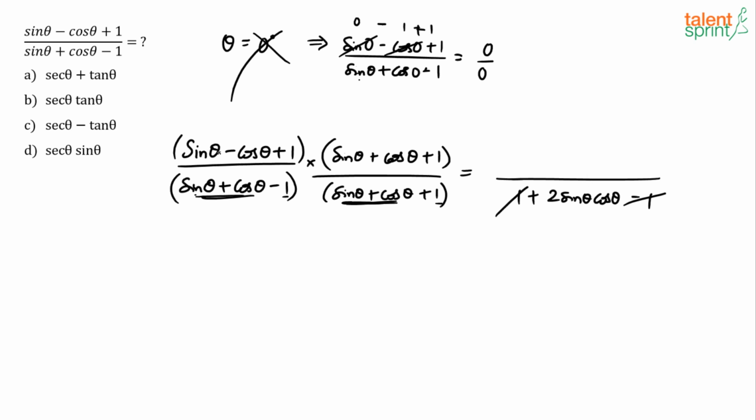Now look at the numerator. In the numerator, maybe you want to do sin theta plus 1 minus cos theta, sin theta plus 1 plus cos theta. Again in the form of (a plus b) into (a minus b), so a square minus b square. In this case, a square is (sin theta plus 1) whole square and b square is cos theta, so minus cos square theta is there. If that helps.